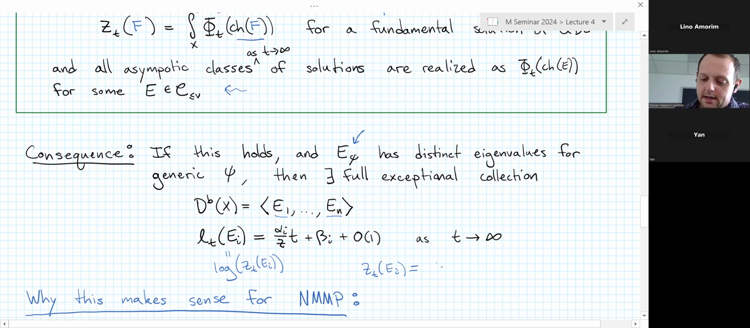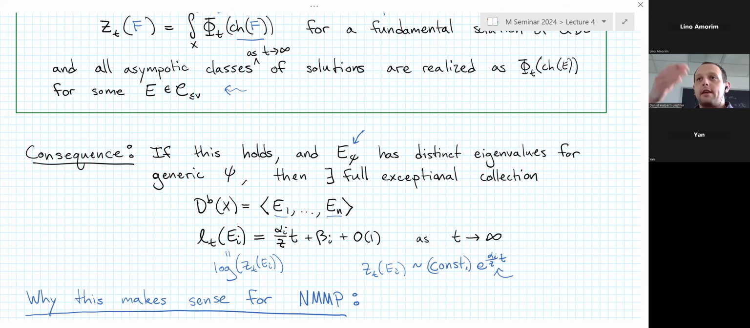It's some constant. So it's saying that the z of the central charge is asymptotic to some constant times e to the alpha_i over z times t. And this is what the fundamental solutions of the quantum differential equation give you in the case where the Euler operator has distinct eigenvalues. It says you have a solution for every eigenvalue, and those solutions grow like e to the alpha_i over z times t. In other words, their logs are growing linearly.